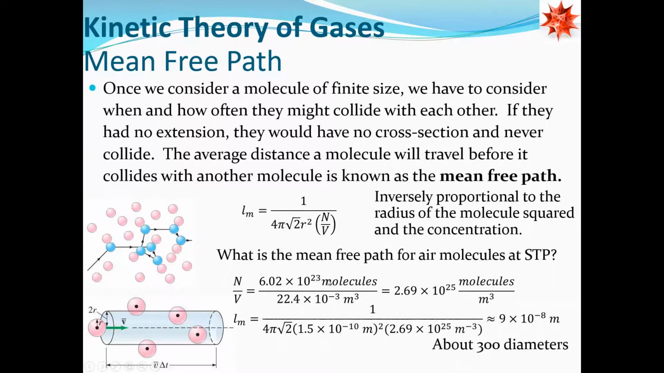So the typical mean free path for air molecules, at STP, this is the number of molecules in a mole, and this is the volume of a mole. So our concentration will end up being this. If we plug in these numbers, and this is just some typical air molecule, we end up getting that it is about 300 times the diameter of the particles. What that's usually referring to is that the particles will travel about 300 times their size before they hit another particle. So that's really all the mean free path is referring to.